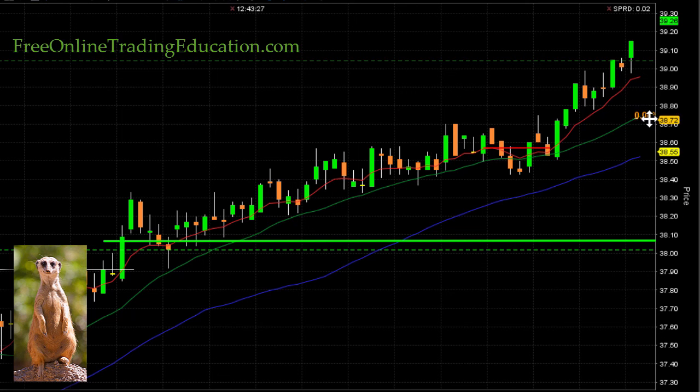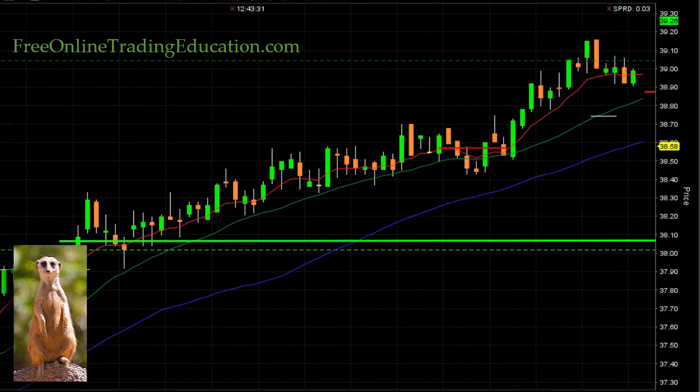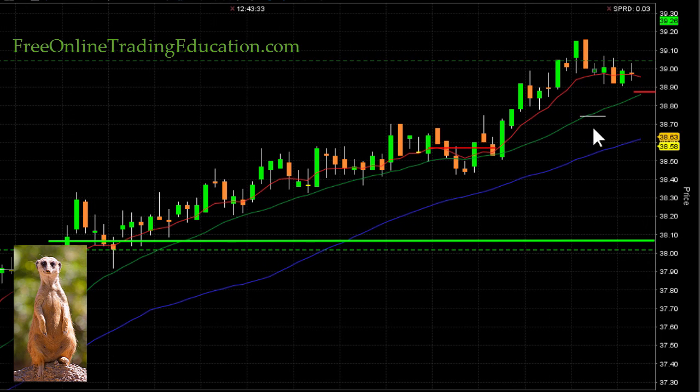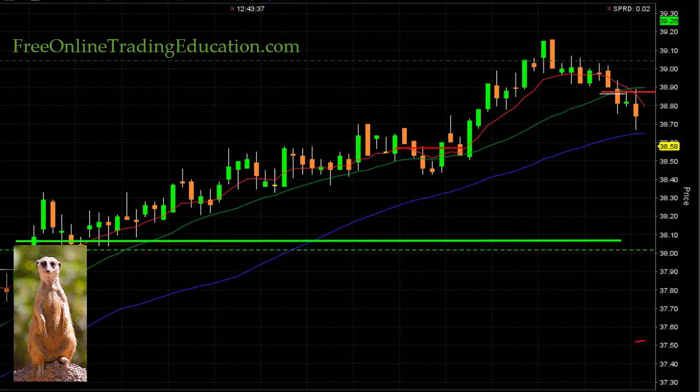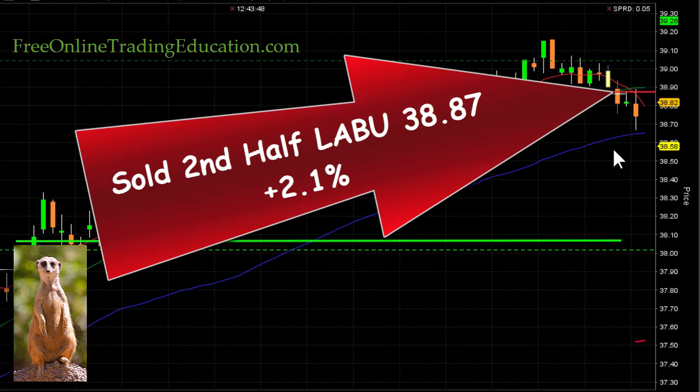Actually, I'm going to reduce the amount that I have at risk here, and it's pulling back, following this 20 moving average on up here, and bam, look at that, it fell right below the 20 moving average, and in fact it fell right to that 50. But I got out here at 38.87 for 2.1% on the second half.